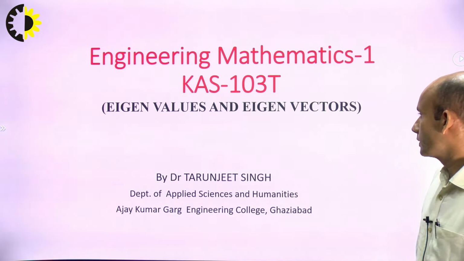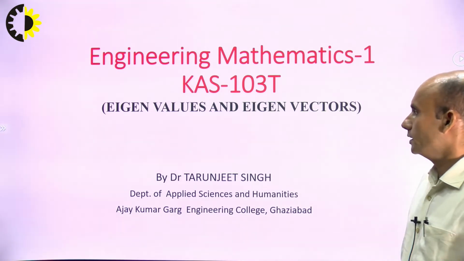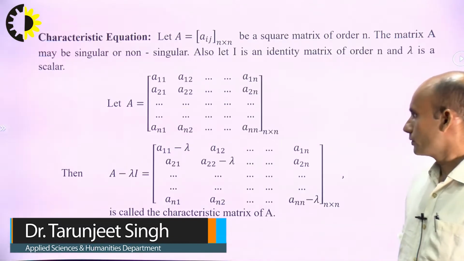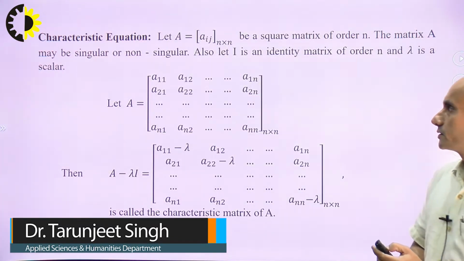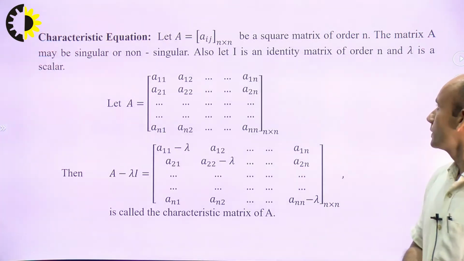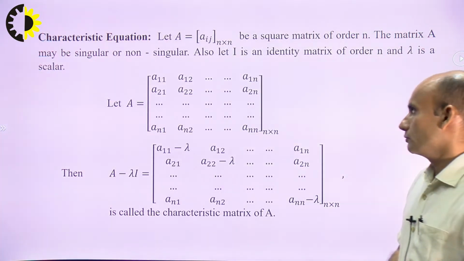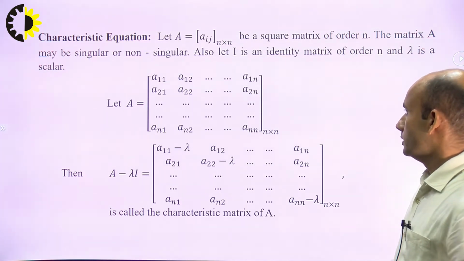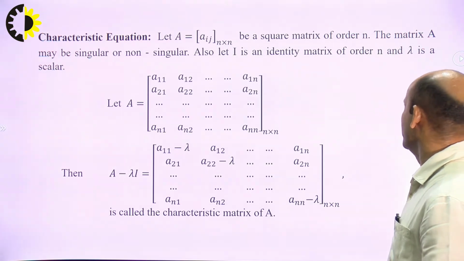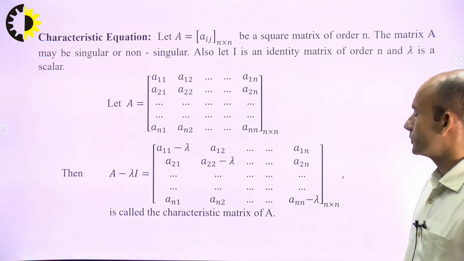Hello everyone. In this lecture, I will discuss eigenvalues and eigenvectors. First of all, I will discuss the characteristic equation. Let A be any square matrix of order n. Then the matrix A may be singular or non-singular, but we have to find the characteristic equation first. Let I be the identity matrix of order n, and lambda be any scalar.